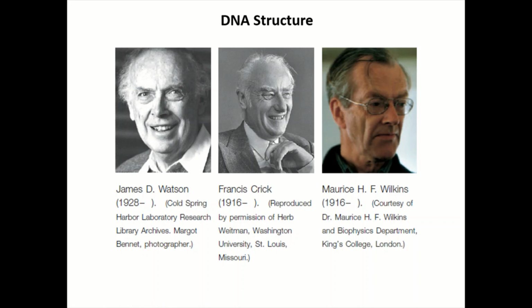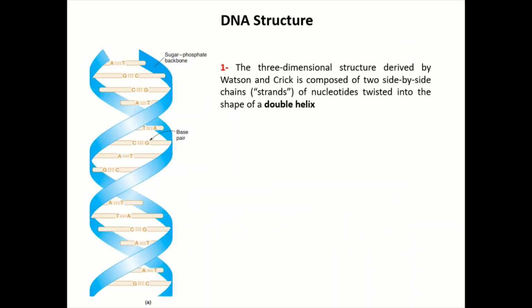Watson, Crick and Wilkins got the Nobel Prize for the development of the DNA structure model in 1953. And due to this landmark contribution towards the science, they got this Nobel Prize. So, what is the DNA structure?